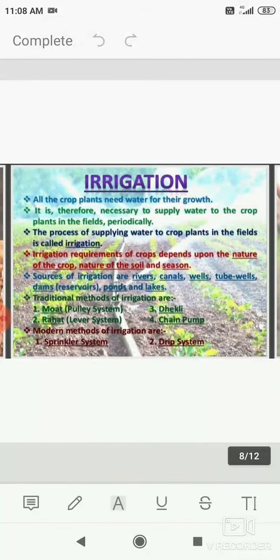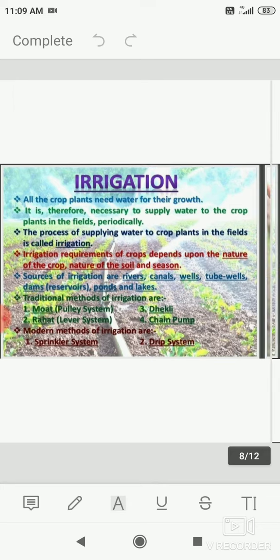Now irrigation. All the crop plants need water for their growth and therefore it is necessary to supply water to the crop plants in the field periodically. This process of supplying water to crop plants in the field is called irrigation. Irrigation requirements of crop depend upon the nature of the crop, nature of the soil and season. Sources of irrigation are river, canal, well, tube well, dams, ponds and lakes. Traditional methods are moat, rahat, dhekli, chain pump, and modern methods are sprinkler system and drip irrigation.